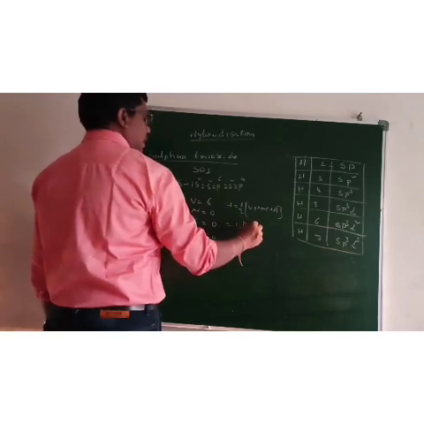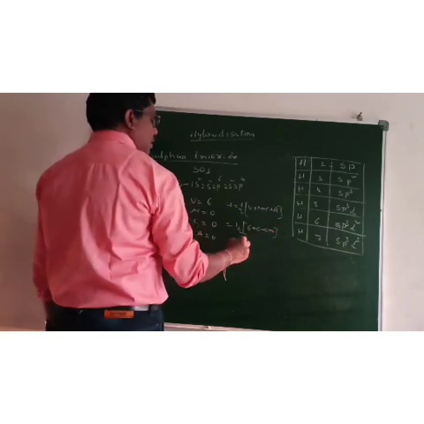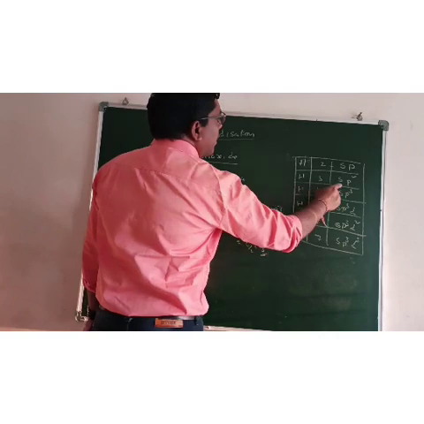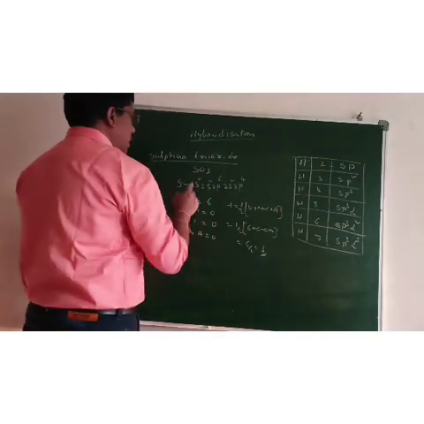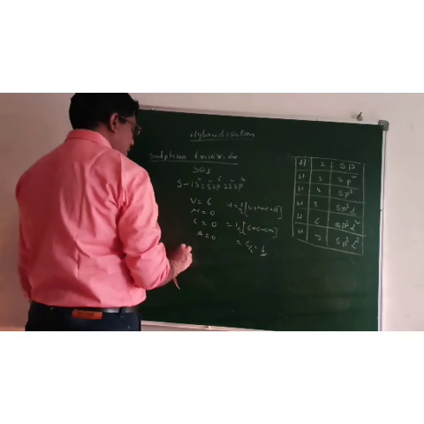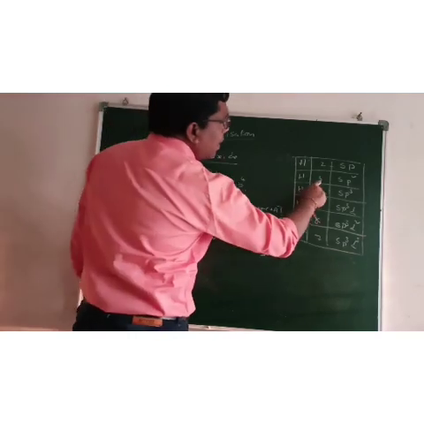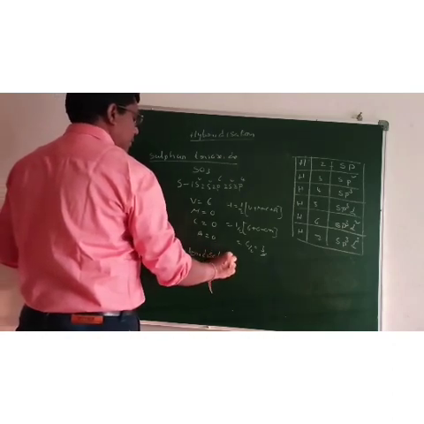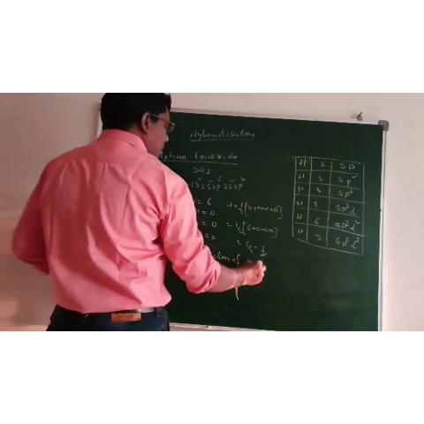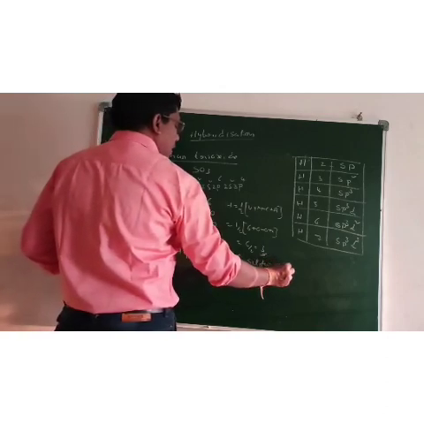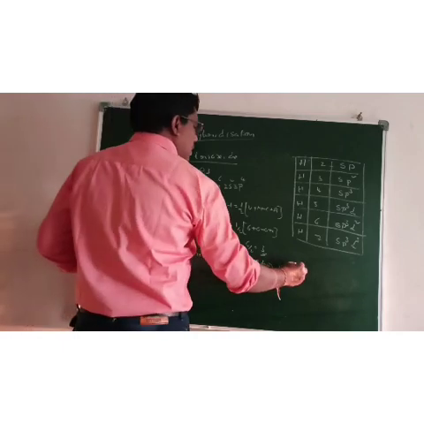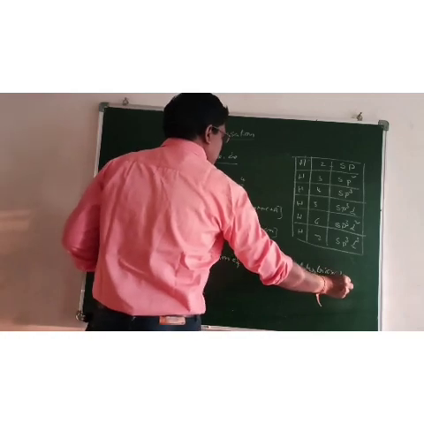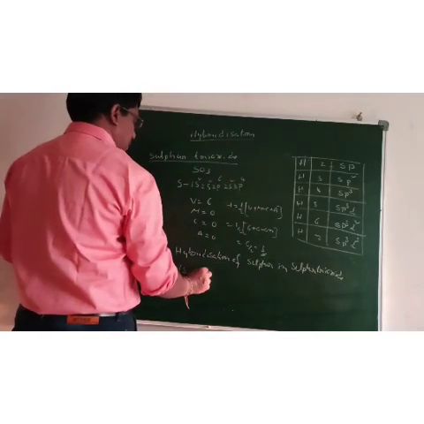1 by 2 (6 plus 0 minus 0 plus 0), 6 by 2 equal to 3. So if the H value is 3, then its hybridization is sp2. The hybridization of sulfur in sulfur trioxide is sp2.